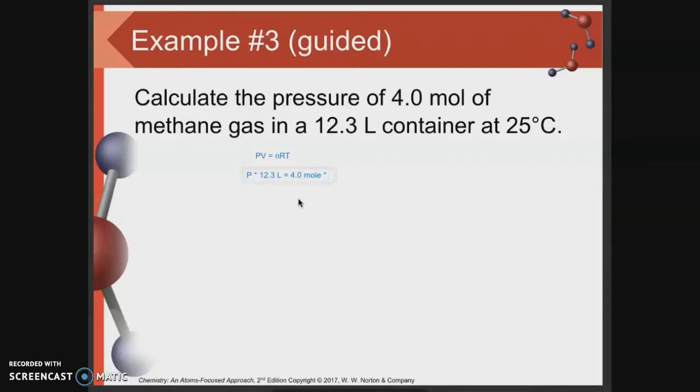Our R value, since we're not told which pressure unit we're looking for, we can technically choose any one that we want. For the sake of argument here, I'm just going to choose 62.36 liters times torr divided by moles times Kelvin. And then 25 degrees Celsius is 298 Kelvin. So I need to get pressure by itself. So I'm going to divide each side by 12.3 liters.